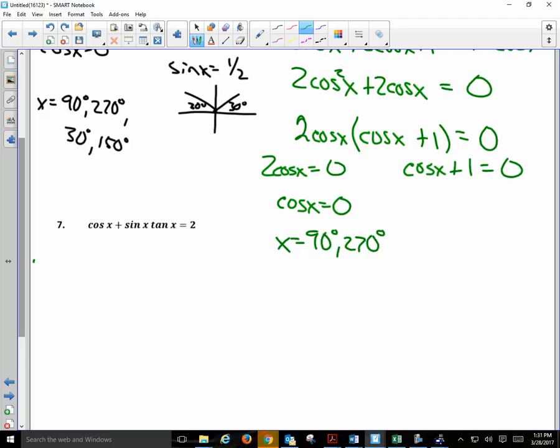And then cosine of x plus 1 equals 0. That's where is cosine of x equal to negative 1? 180.